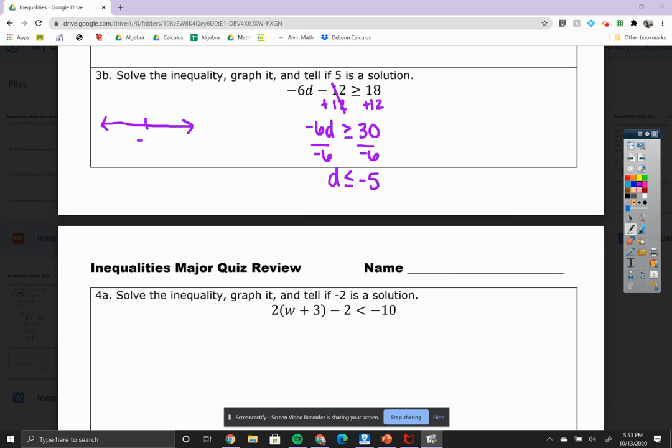So our graph, we're going to have -5. This will be a closed circle because it does have that equal to line. And since it's less than or equal to, it's going to be going to the left. We need to know if 5 is a solution, so I'll take this d is less than or equal to -5, and I'll replace the d with 5, which gives me 5 is less than or equal to -5. Well, +5 is not less than -5, so this is not true, and that means 5 is not a solution.